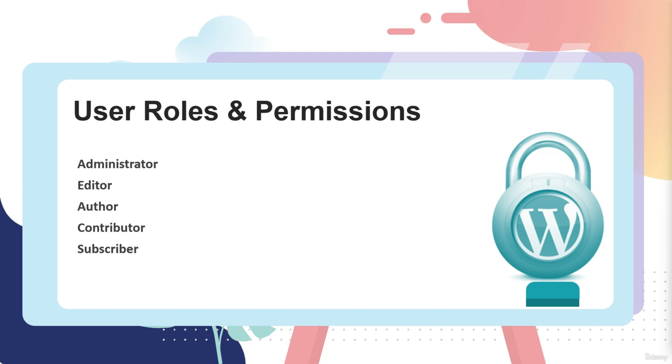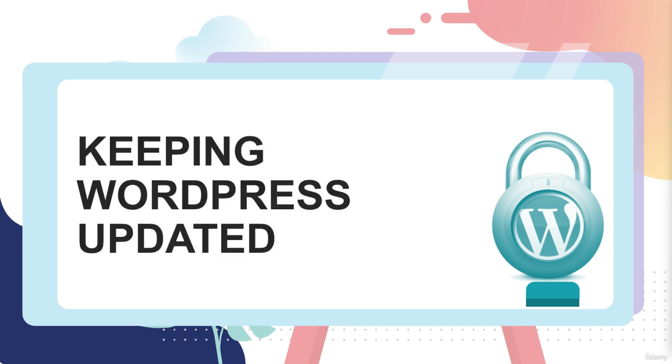Assigning the correct roles and permissions helps limit access to critical areas of your site, which reduces the risk of accidental or malicious changes. The next one is keeping WordPress updated. Regularly updating WordPress core, themes and plugins ensures you have the latest security patches and features. Many vulnerabilities are discovered and fixed in updates. Staying current is one of the simplest yet most effective security practices.